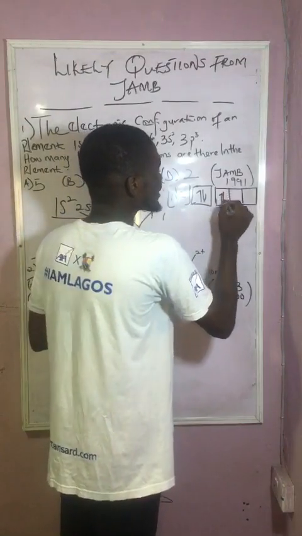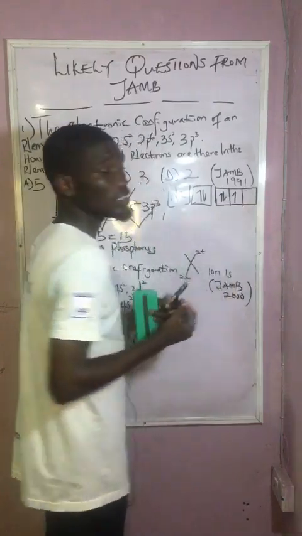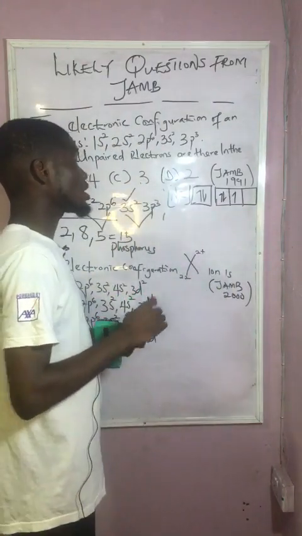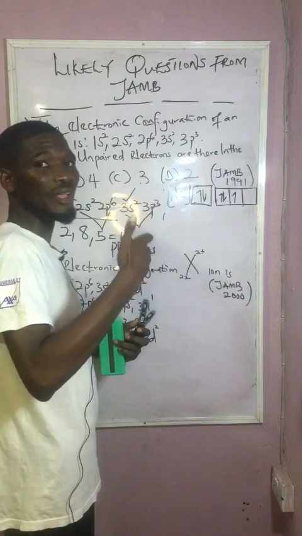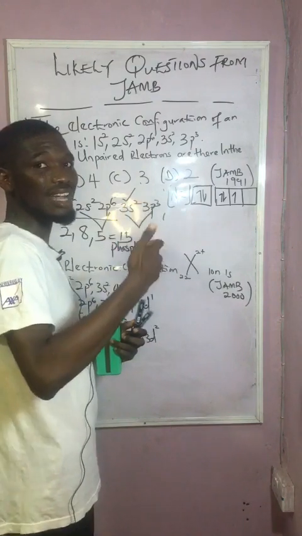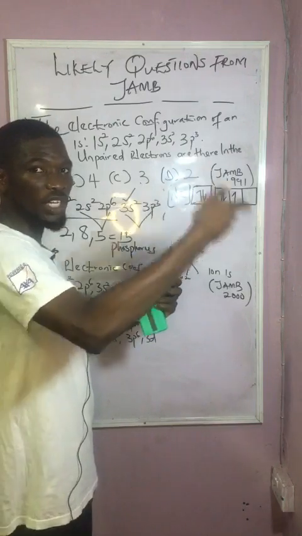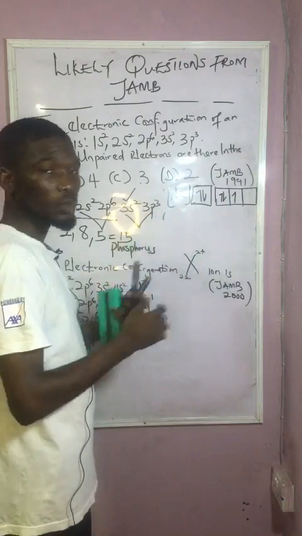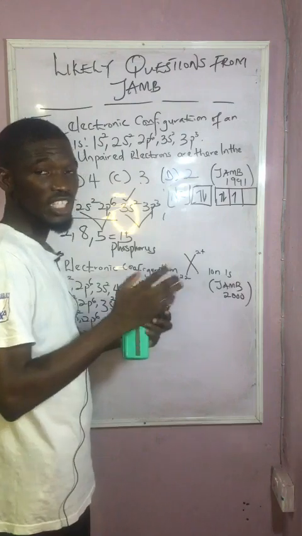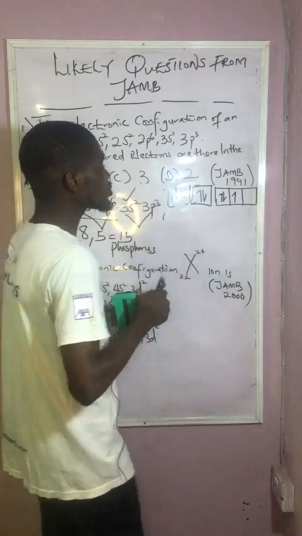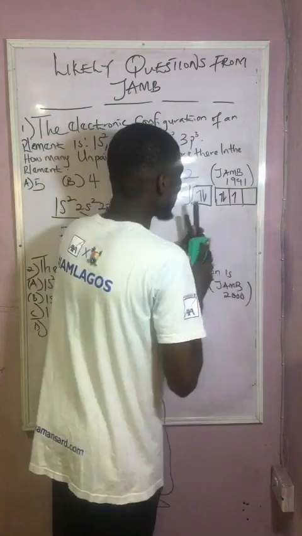If as a JAMBite you are filling the degenerate orbitals like this, it means you did not understand the concept of Hund's rule that states that electrons must be singly filled equally before pairing occurs. So now, pairing cannot occur here because it did not singly fill it. So the correct one is, we have to fill this.